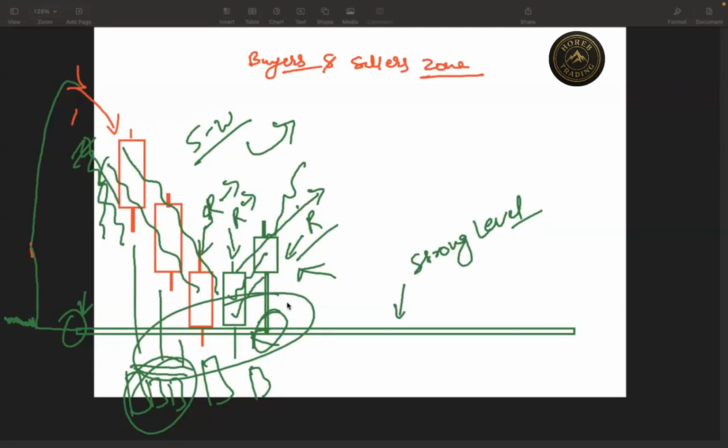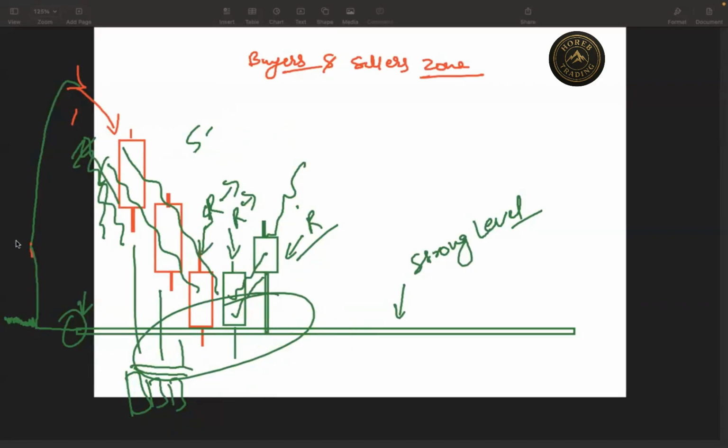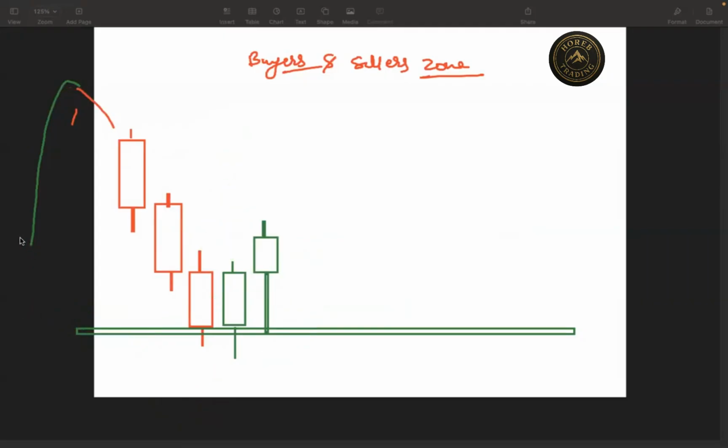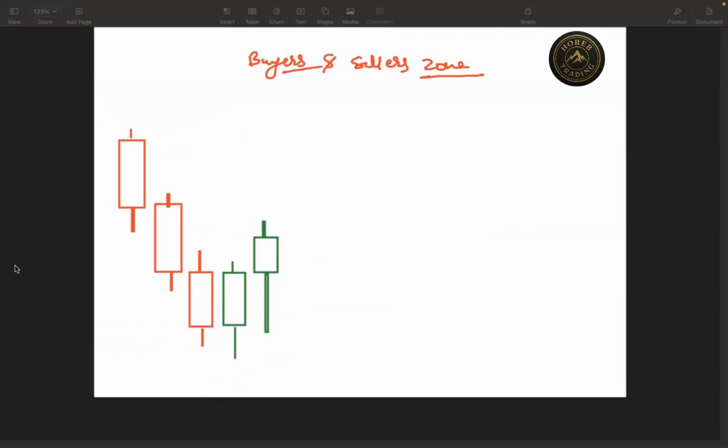This is the second possibility. Now let's see the third possibility. Considering that this first candle has a low volume and the second candle has increased volume.